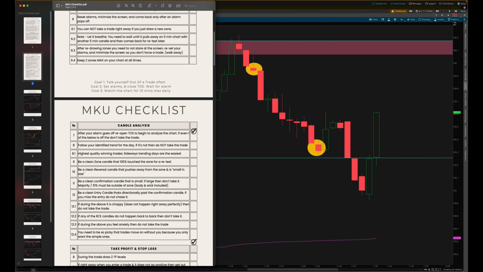Next, it's a reversal candle. Have a clean reversal candle that pushes away from the zone, but again, is small in nature. So we have that reversal candle there. 11, be a clean confirmation candle that is also small. If large, don't take it. Majority, 51% of the candle itself needs to be outside of the zone, body and wick included.